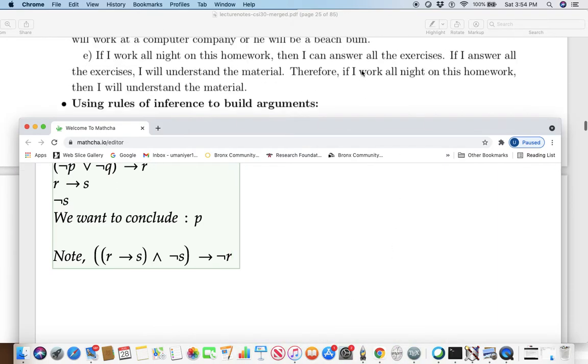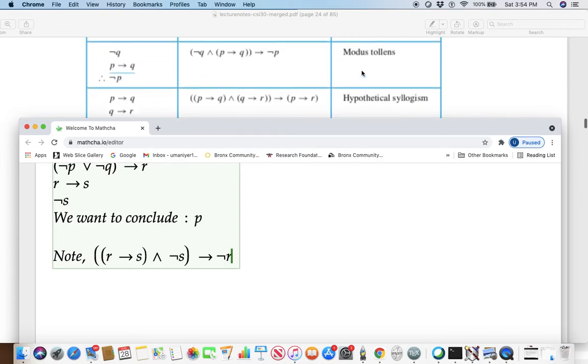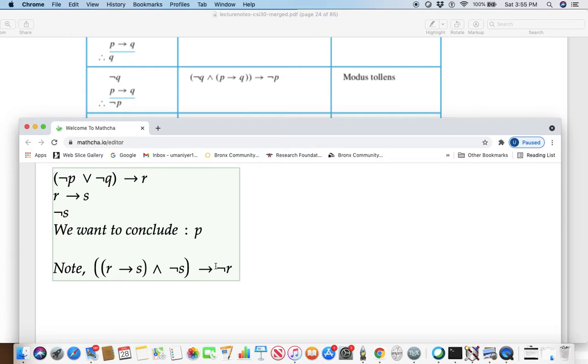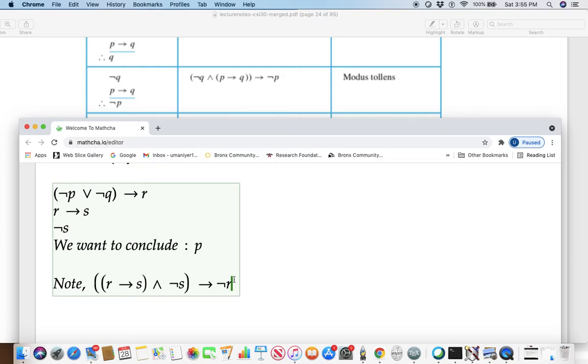Okay, let's see why. It's one of the first things. Here we go. Modus tollens. So P implies Q and not Q implies not P. That's what we are doing. R implies S and not S. That's the second one. That's the conclusion does not happen, so your assumption does not happen. So it's not R. Okay. So this is modus tollens.